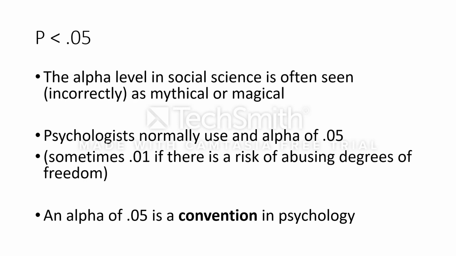Some scientists will use a slightly more conservative p-value of 0.01, but generally speaking, what you're going to see in most psychology articles is an alpha level that is set at 0.05, with researchers really only bothering to talk about differences that are significant, ones with probabilities less than 0.05.